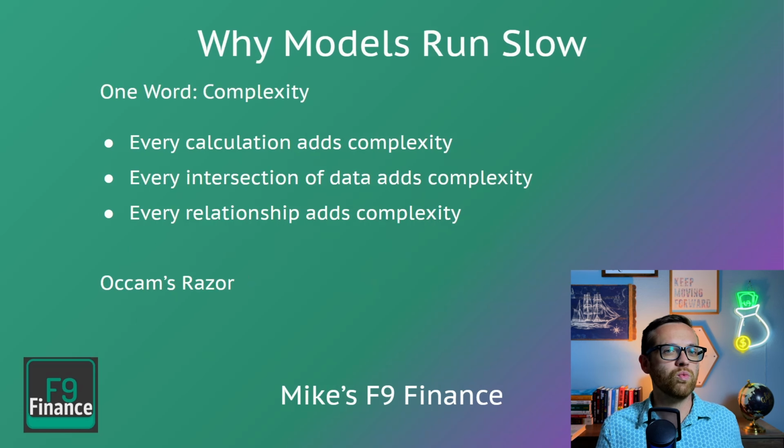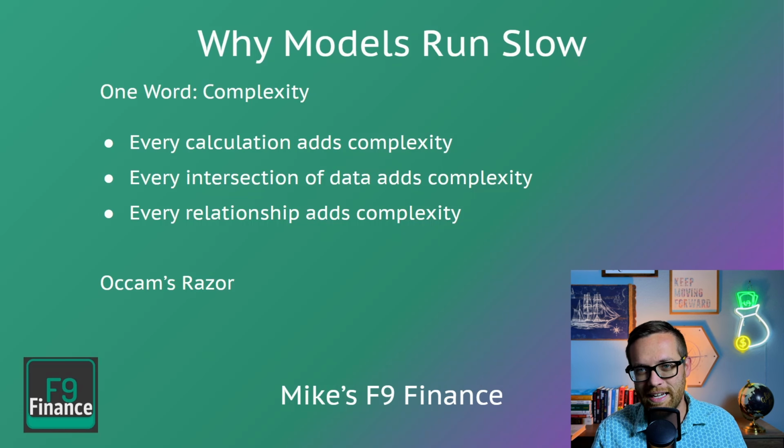But why do models run slow so often? Well, it's one word: complexity. Every calculation adds complexity. Every intersection of data adds complexity. Every relationship between a table adds complexity. So you can't just throw your models together and hope they run fast. You have to use the principle of Occam's razor, in that the simplest solution is usually the most effective.